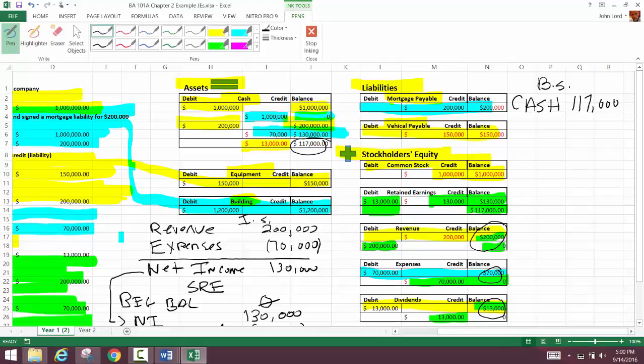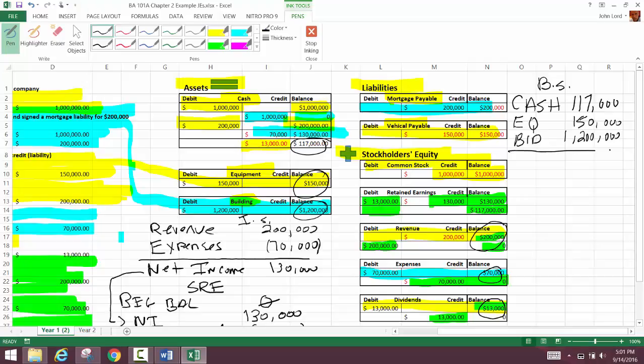Okay, good. How about any other? How about the equipment? I'm just picking up the asset accounts now. How much is in my equipment? 150. Okay, good. And here's my building, 1,200,000. Okay. And so that's 1,200,000. And any more assets? That's it.